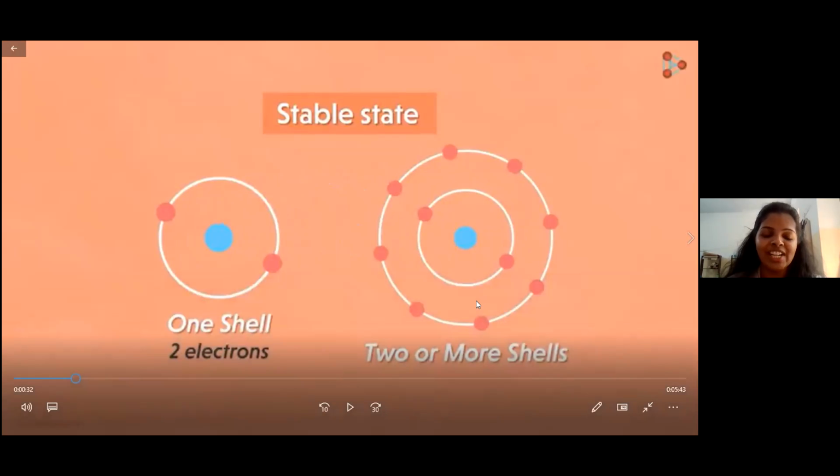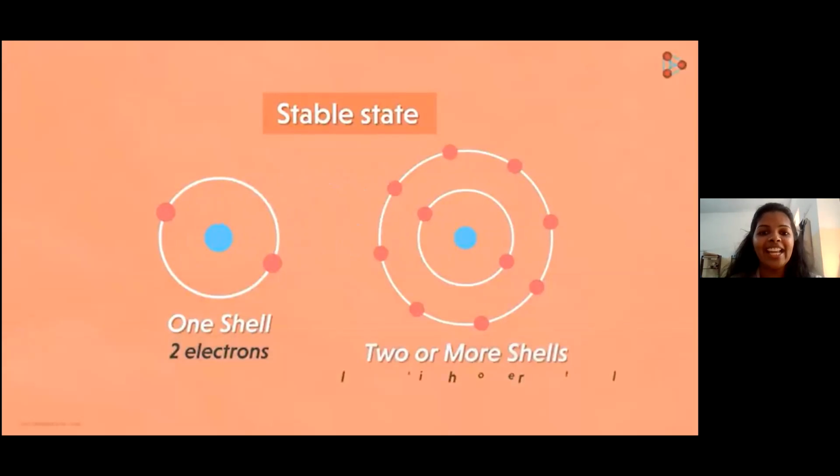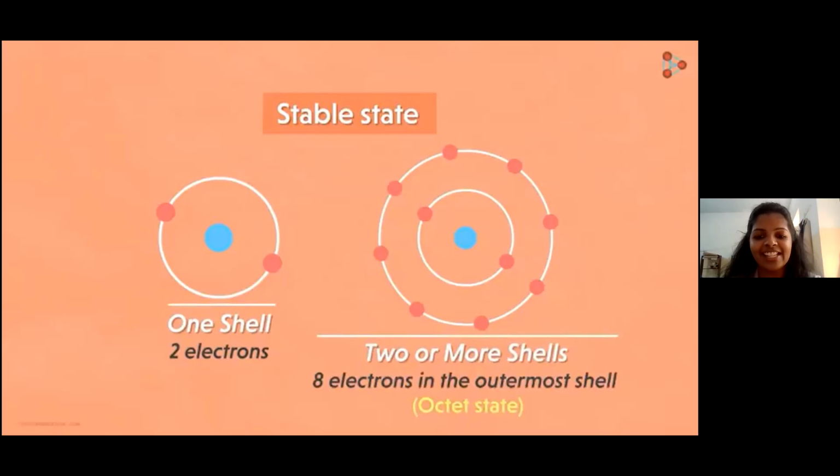Here we show that in the first figure, there is a nucleus and a shell. There is only one shell and there are 2 electrons, as Riya already explained. In the second figure, there is the nucleus and there are 2 or more shells. In the first shell there are only 2 electrons, and in the second shell there are 8 electrons. That is the electronic configuration, with 8 electrons in the outermost shell, which is the octet state.